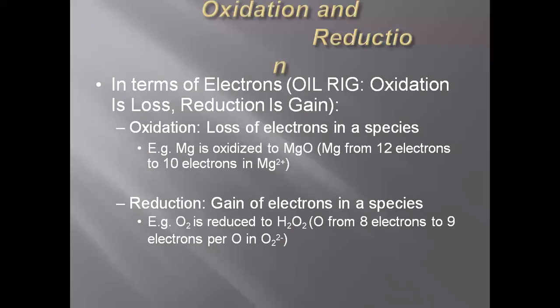So for example, if O2 is reduced in H2O2, oxygen goes from 8 electrons to 9 electrons per O, becoming O2-. So whenever an element loses its electron and becomes positively charged, for example Mg2+, Na+, H+, they are losing their electrons. The positive sign shows losing of electrons and the negative sign shows accepting of electrons. Clear? So losing of electrons is known as oxidation, and accepting of electrons results in reduction. Clear?